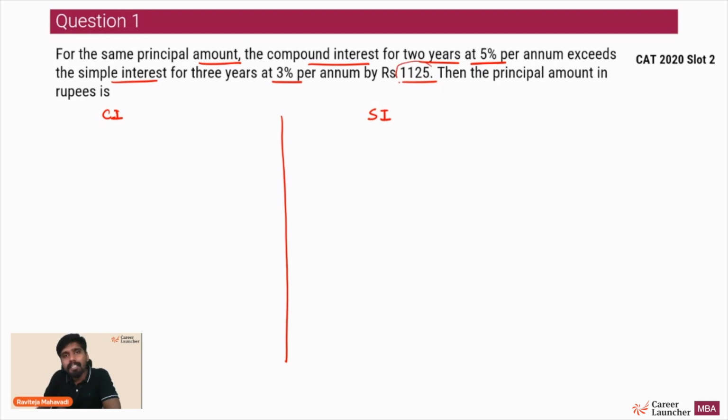The compound interest for 2 years exceeds the simple interest for 3 years at 3% per annum by rupees 1125. Now this is a percentage value, while this is an absolute value. Find the principal amount in rupees is the question.